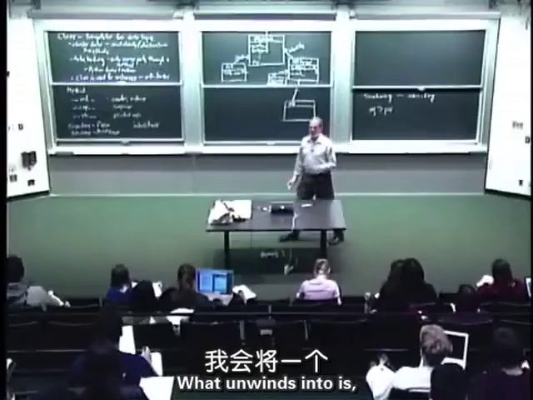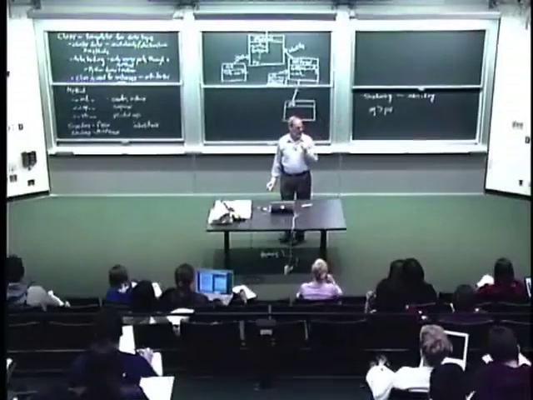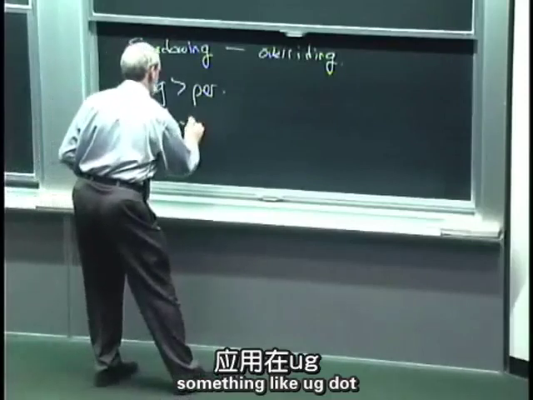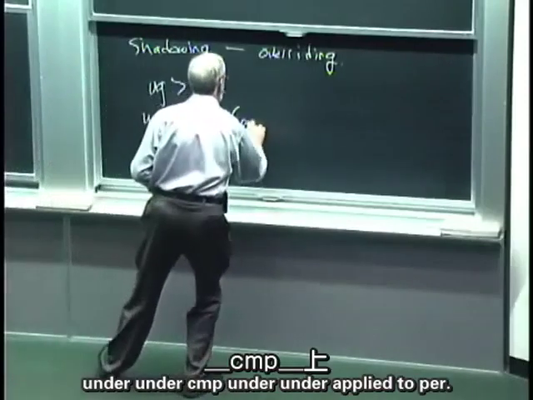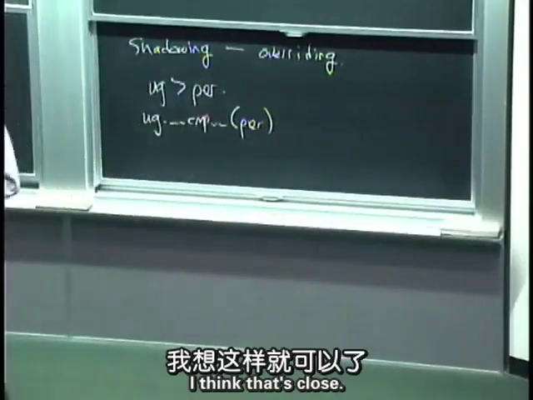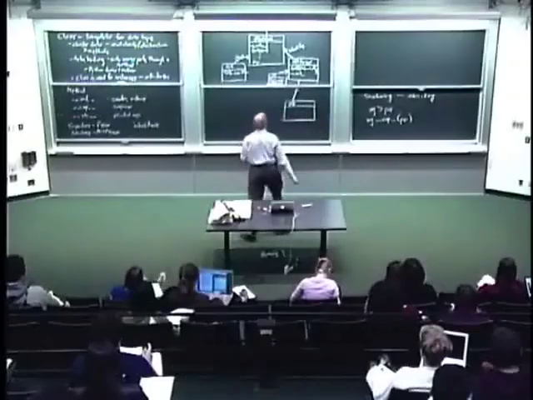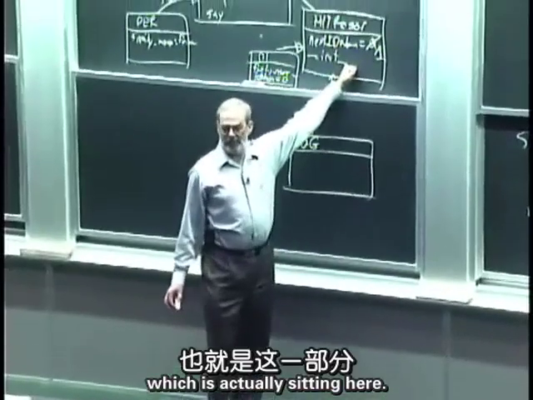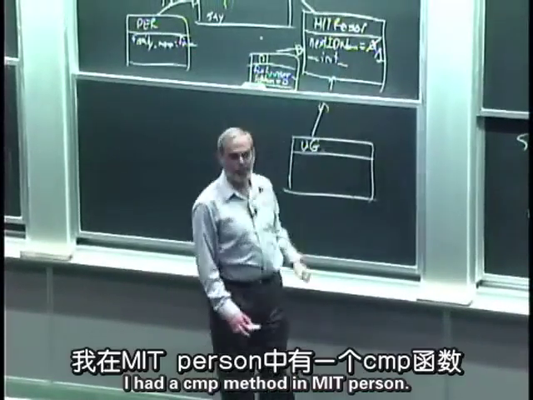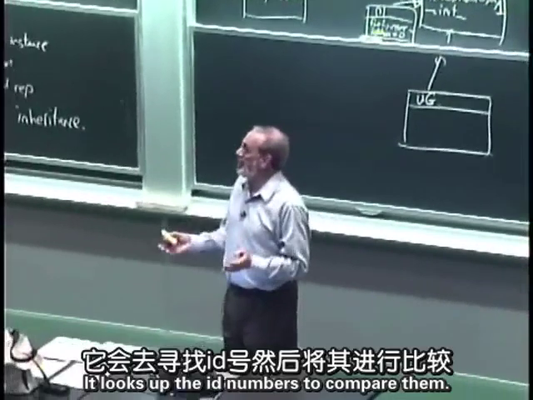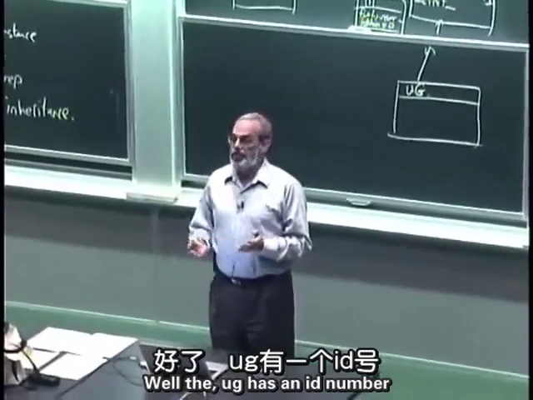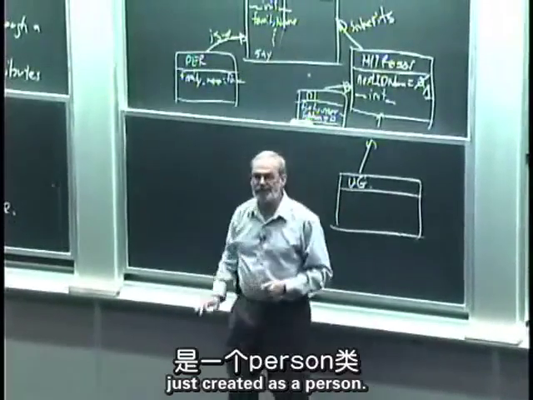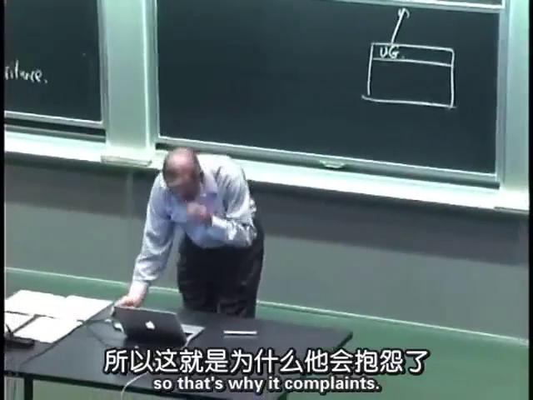What this unwinds into is I'm going to send to UG, that instance, a CMP method. This is really going to become something like UG dot under CMP under applied to PER. I think that's close. And what does that do? It says starting in UG, I'm going to look for the first CMP method I could find, which is actually sitting here. I had a CMP method in MIT person. And if you look at your code, what does it do? It looks up the ID numbers to compare them. Well, UG has an ID number because it was created along this chain. But remember, PER over here was just created as a person. It doesn't have an ID number, so that's why it complains.